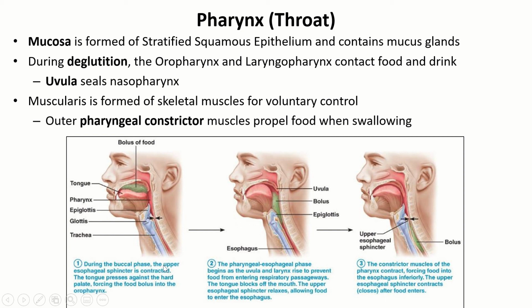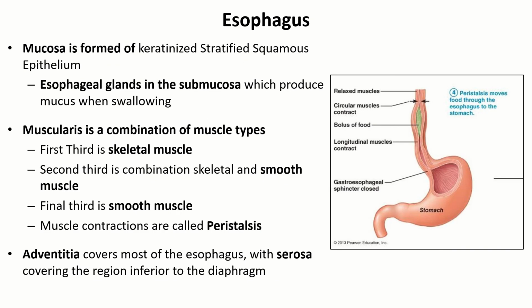One last thing to note, you'll see here that this is skeletal muscle that surrounds the pharynx. Skeletal muscle provides voluntary control. This is why you can consciously control when you are swallowing. This is different from what we're going to see in the tunics of most organs, which is going to be smooth muscle, and that's controlled involuntarily.